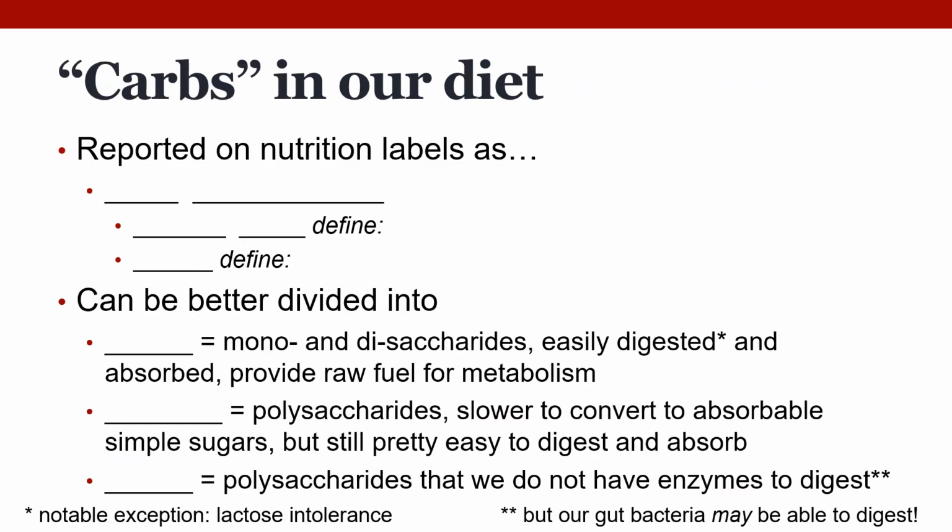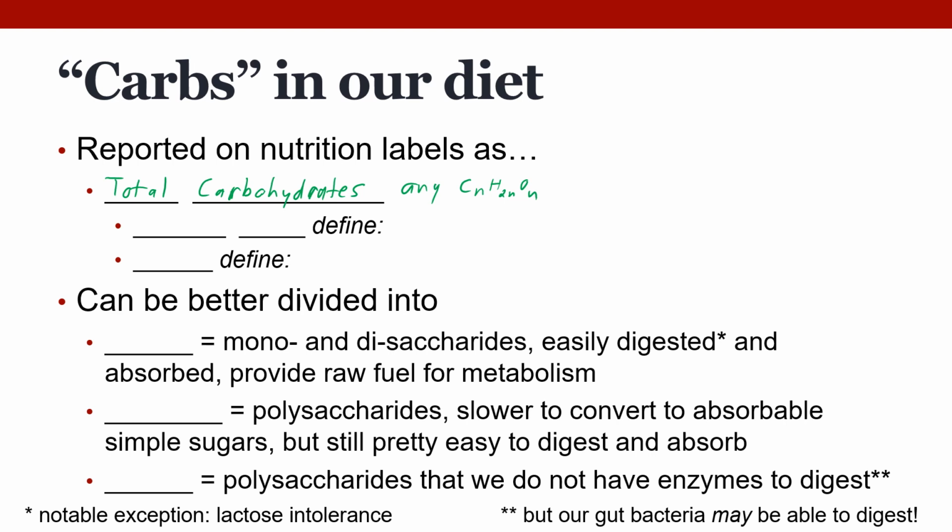Okay, so we're going to now talk about each of the 3 major macronutrient categories one at a time, first as they are in our diet as we consume them, and then as they are in our body as we metabolize them. So carbohydrates are first reported on a nutrition label as the category total carbohydrates. Okay, and this would be anything that fits that CnH2nOn pattern.